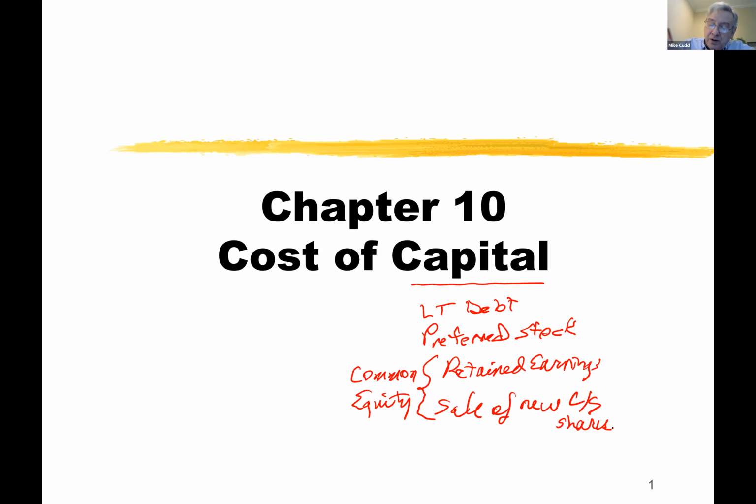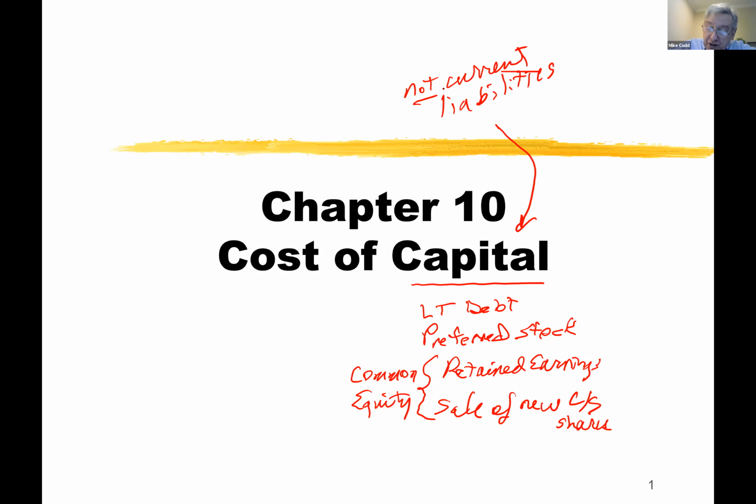If you'll notice, not in capital is current liabilities. Why? By definition, capital refers to long-term sources. Current liabilities are the short-term sources, so we don't include them in capital.